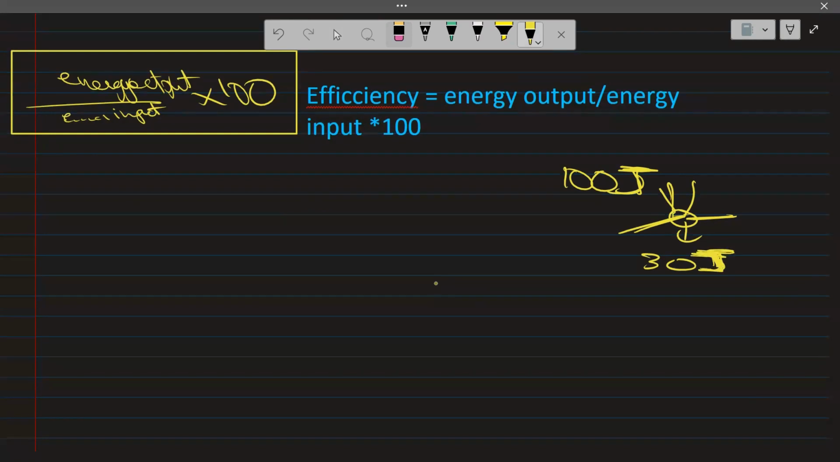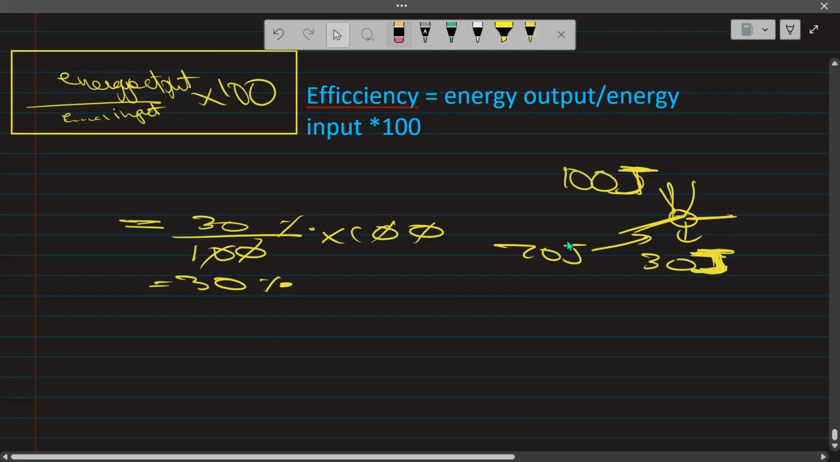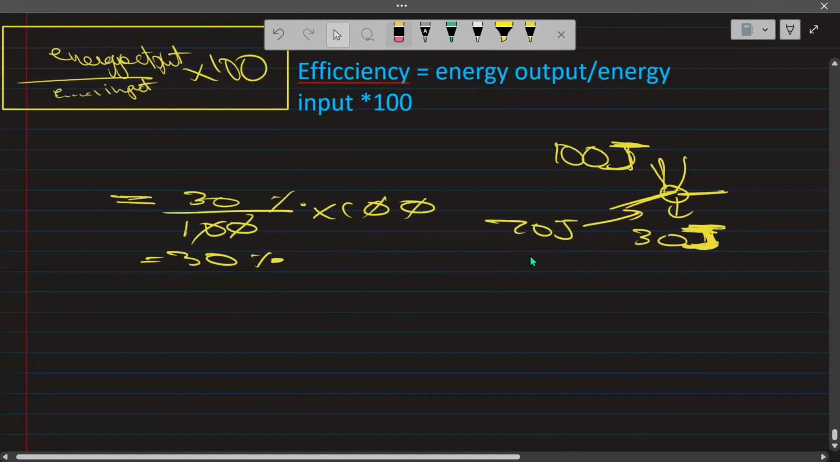It uses 30 joules of electricity in producing wind. So the 70 joules of energy is transferred either as sound energy or as heat energy. So how do we write its efficiency? The efficiency will be energy output, which is 30, upon energy input, which is 100, times 100. So the percentage: the fan will be 30% efficient. So that's it for efficiency.